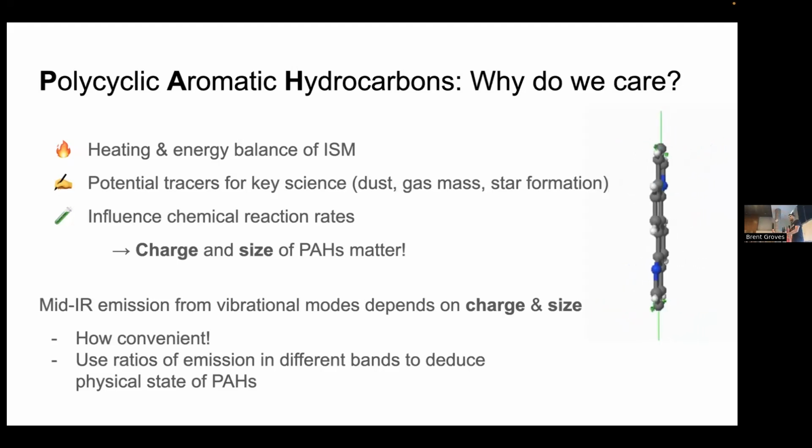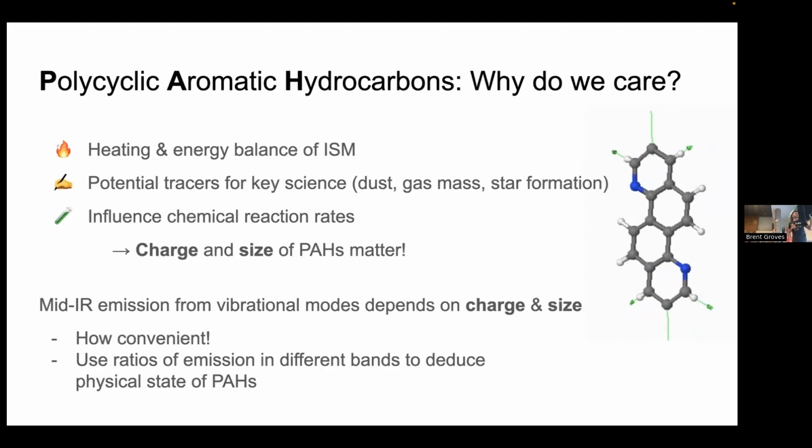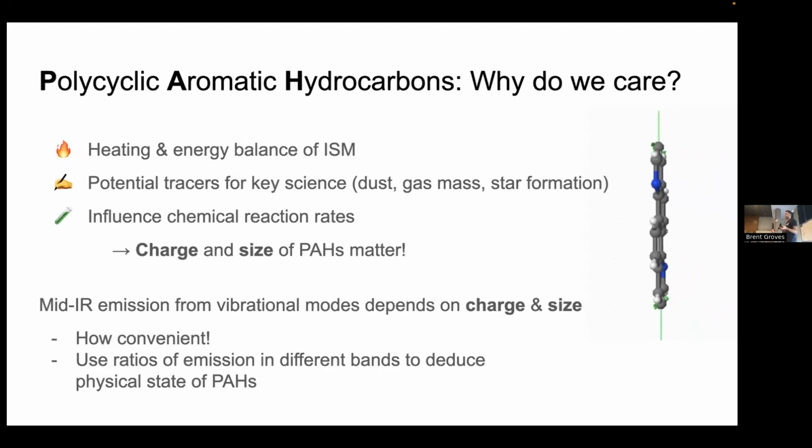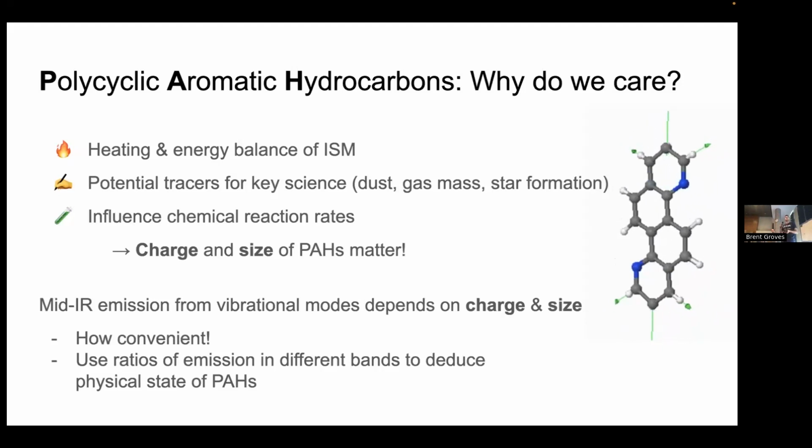And luckily, the emission from different sized PAHs or different ionization states of PAHs varies in different bands. So the projects you're going to see over the next few minutes are mostly using these band ratios to trace size and emission across the NGC 628 galaxy.